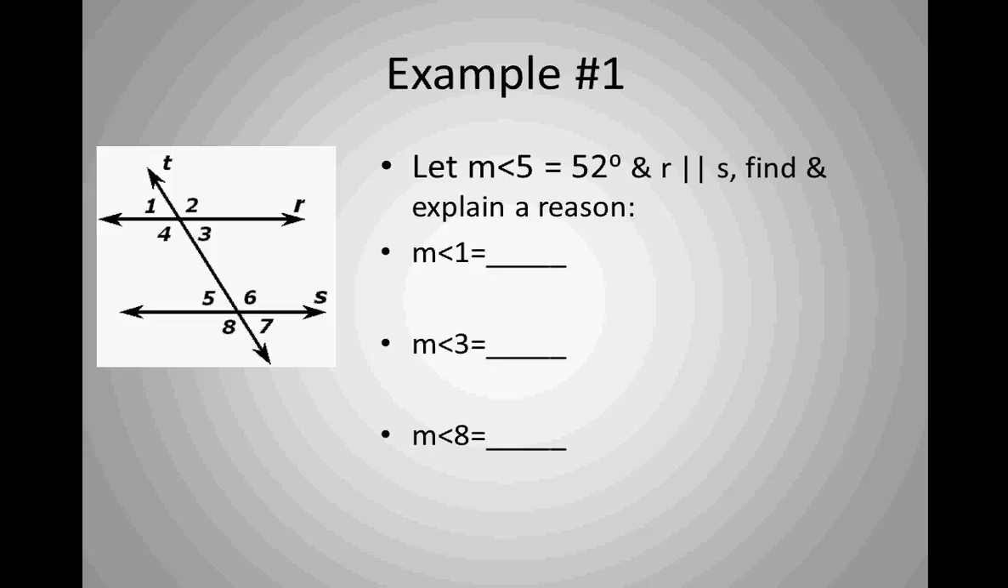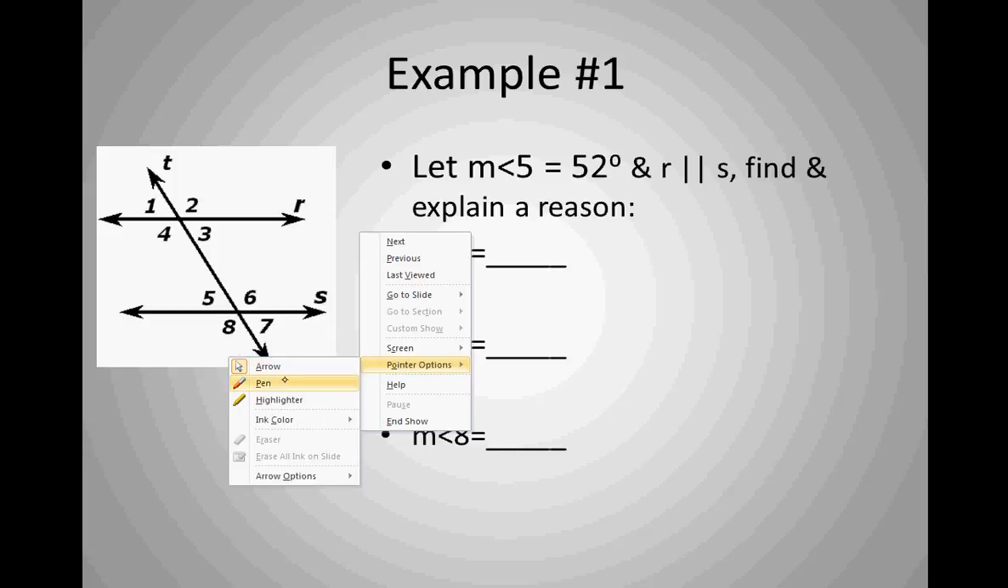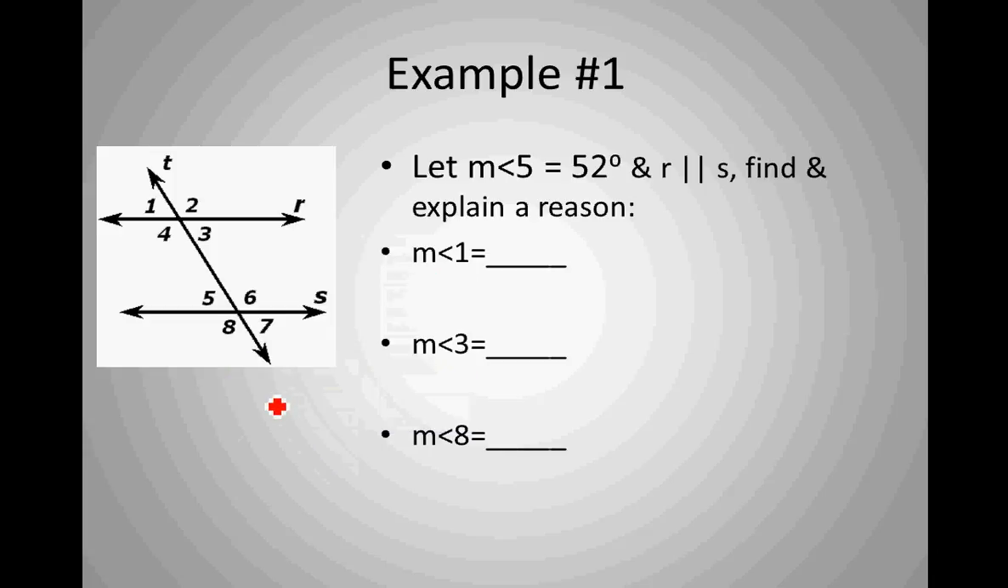All right, the first example we're going to go through is in this diagram that we just used. We're going to let the measure of angle 5 be 52 degrees. Our goal is to figure out the measure of angle 1, the measure of angle 3, and the measure of angle 8. Whenever we figure out the measurements, we're going to have to provide a reason. First off, the given part: angle 5 is 52 degrees.